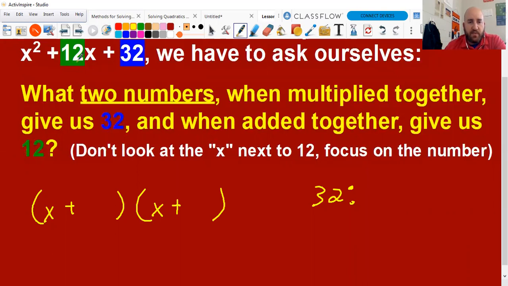If I was looking at 12, if I'm adding two positive numbers, that could be, I believe, seven combinations: 0 and 12, 1 and 11, 2 and 10, 3 and 9, 4 and 8, 5 and 7, 6 and 6. So that's seven combinations of just positive numbers. Now, if one of the numbers is negative, we can have infinite combinations: 13 and negative 1, 14 and negative 2, 15 and negative 3, 16 and negative 4, and so on. But for 32, there's only three combinations.